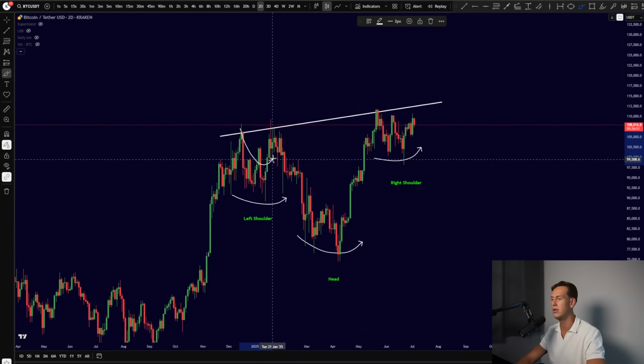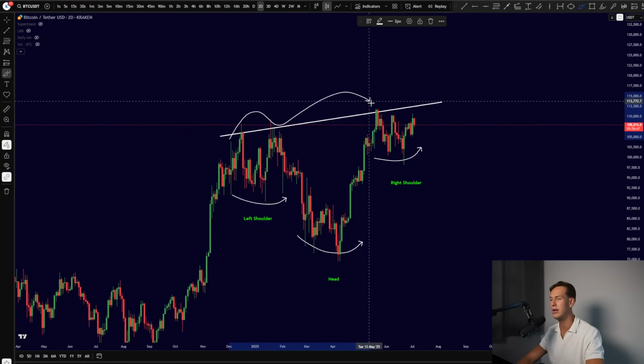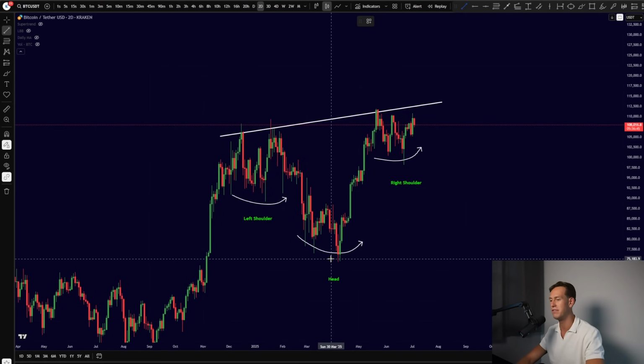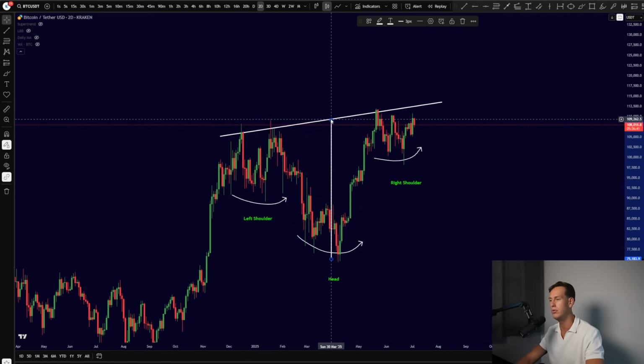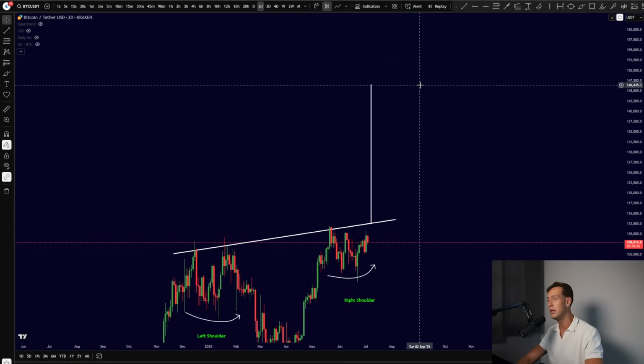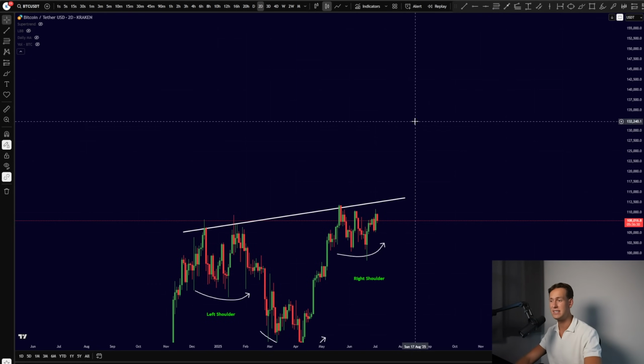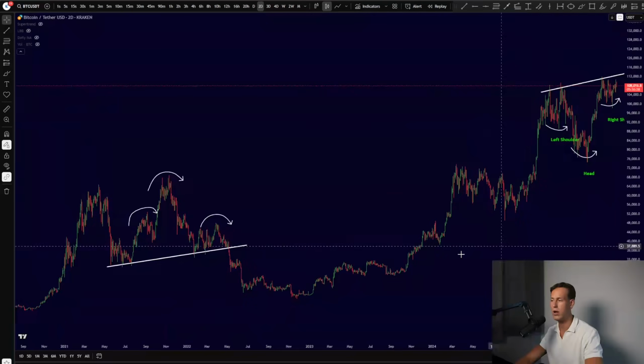In this case, we're having a look into an inverse head and shoulders pattern, and this is the neckline. Whenever we do break above the neckline, we do have a breakout target, measuring it from the point low to the neckline over here, putting it at the point of the breakout. We do have a breakout target sitting at the 146k level. So that is insane. The breakout target is insane, and that is the reason why I love it so much.